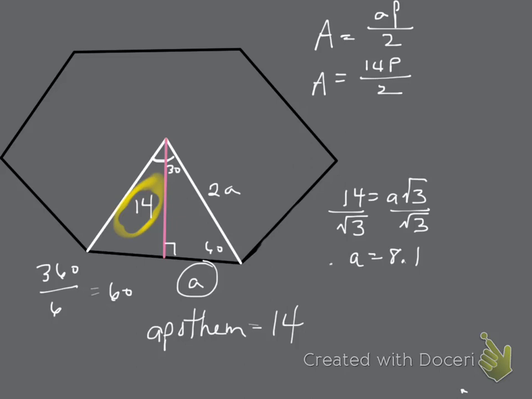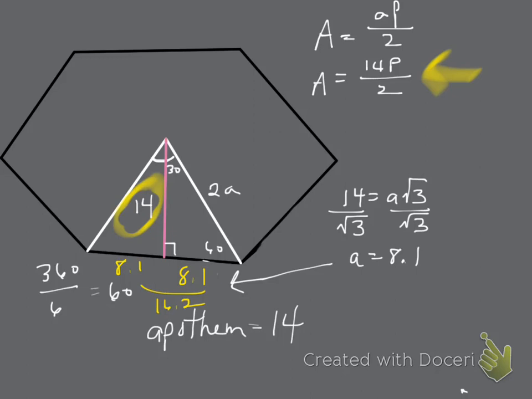Now, if I find a, what will that give me? What am I missing in this formula up here? I'm still missing the p. I need the perimeter. So finding a will give me this side. If I know this is bisected, and a is 8.1, that means this side is 8.1, and this whole side is 16.2. So now I have a whole side length of 16.2.